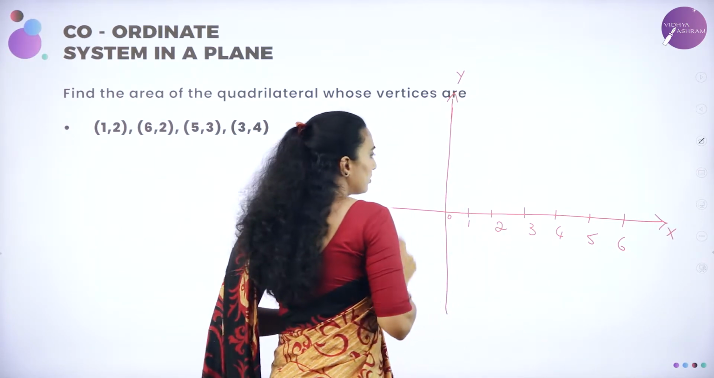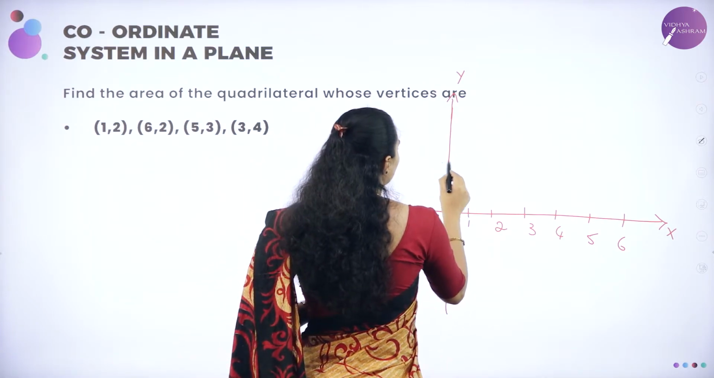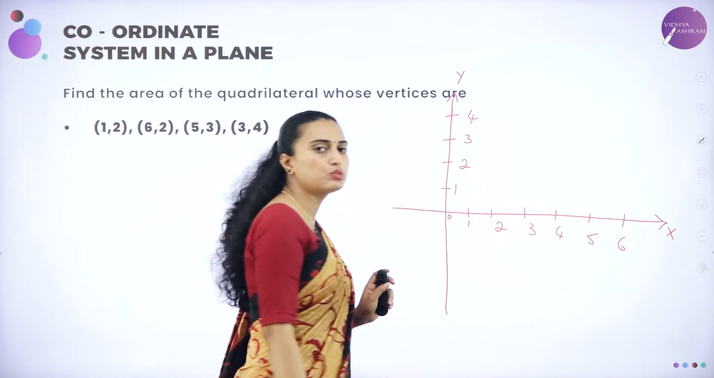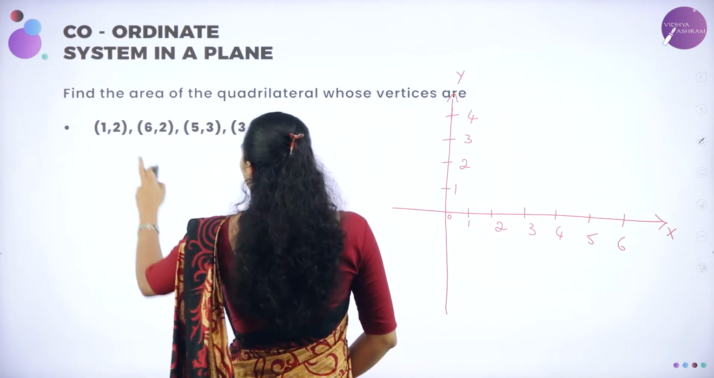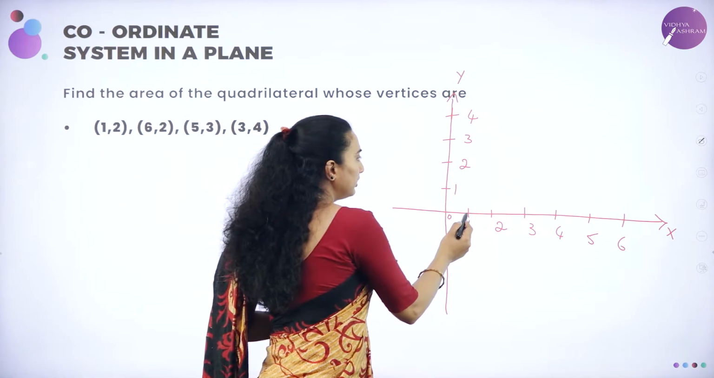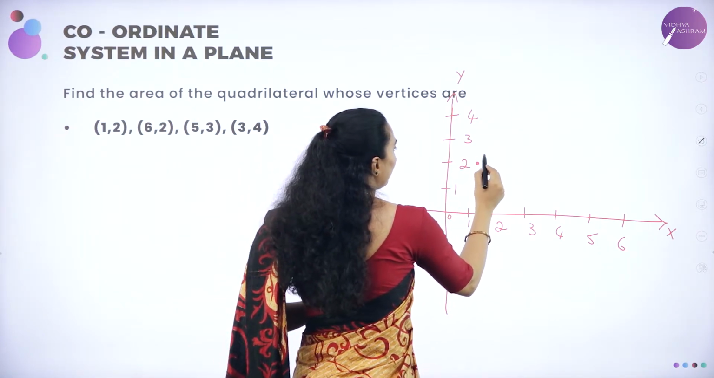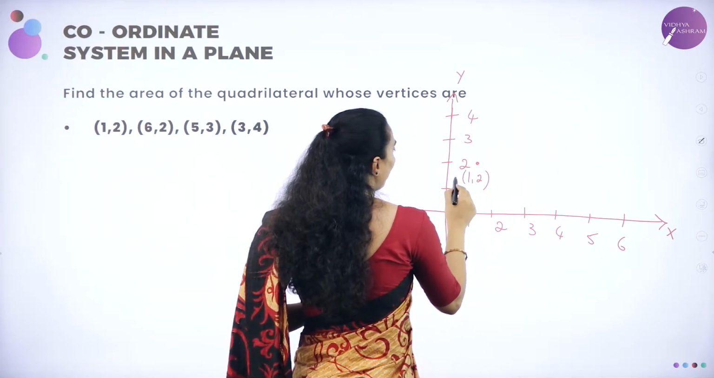Then here 1, 2, 3, 4, because the y-axis will go up to 4 units. So I have marked those points here. Where will 1, 2 be? The x-axis will be 1 and the y-axis will be 2. Here it will be, right? Therefore, here I am going to write it as the point 1, 2. This is the point A.